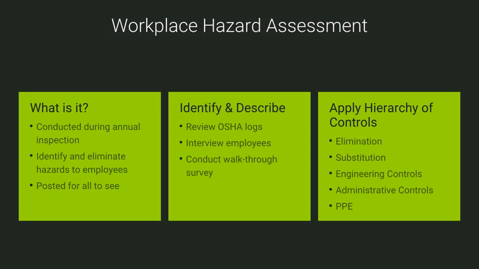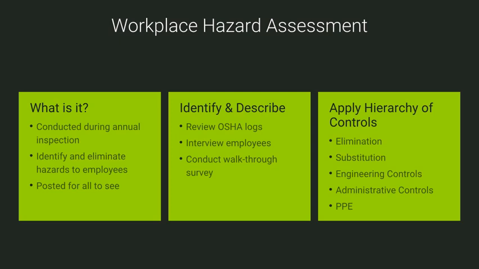The Workplace Hazard Assessment is a tool utilized to identify, describe, and mitigate hazards in each specific branch. I will complete the initial assessment, and branch and fleet managers will maintain it throughout the year. This plan will be posted where all employees can reference it. Hazards will be identified by reviewing OSHA injury logs, interviewing employees, and conducting a walkthrough survey.